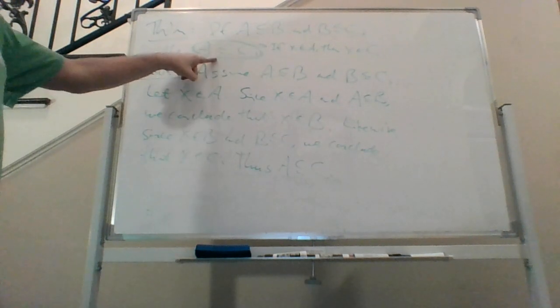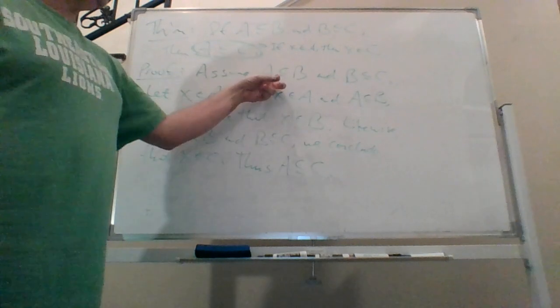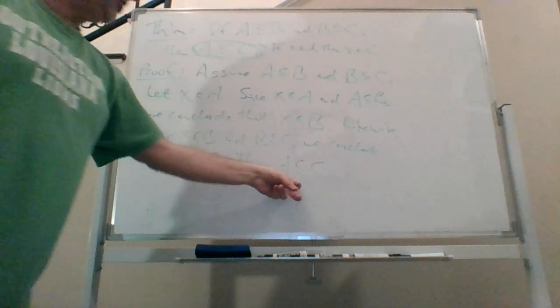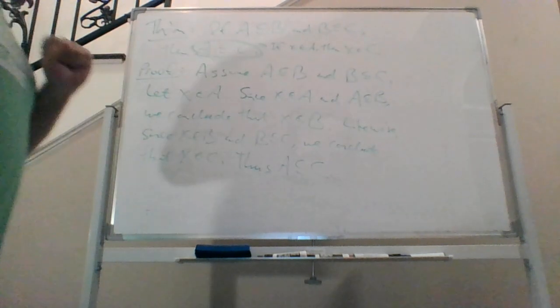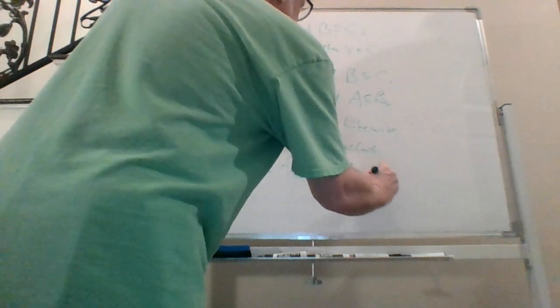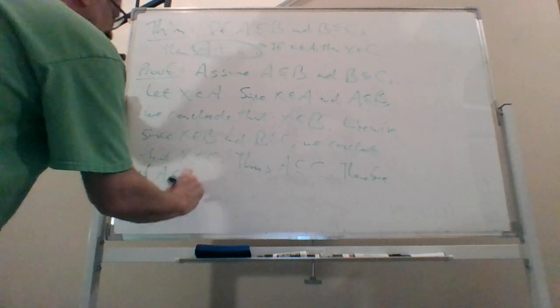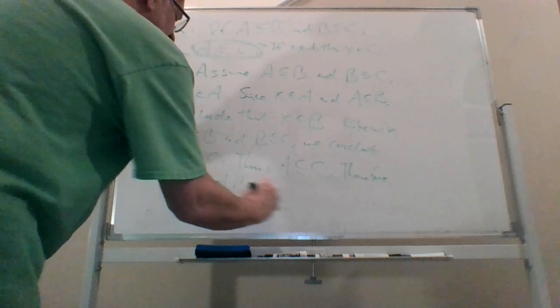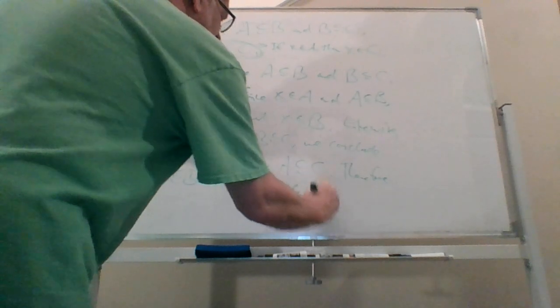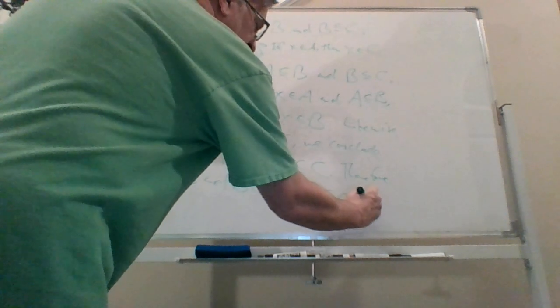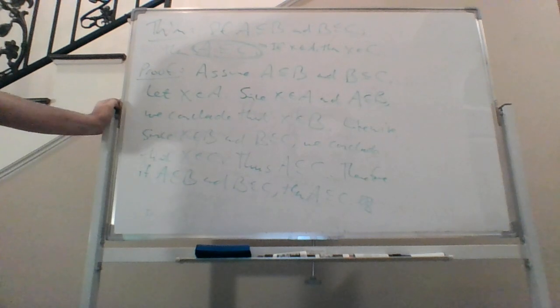Which is what we were trying to show. Assume A is a subset of B and B is a subset of C, and I just showed A is a subset of C. Okay? So therefore, I'm going to write the conclusion. Therefore, if A is a subset of B and B is a subset of C, then A is a subset of C. I've just restated the original problem. And there's my little black box to indicate the end of the proof.